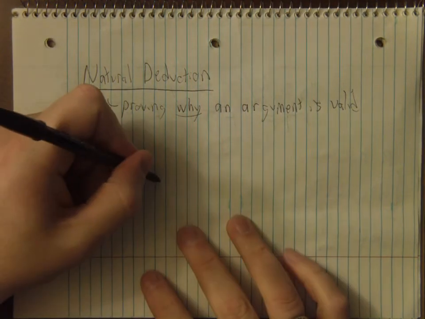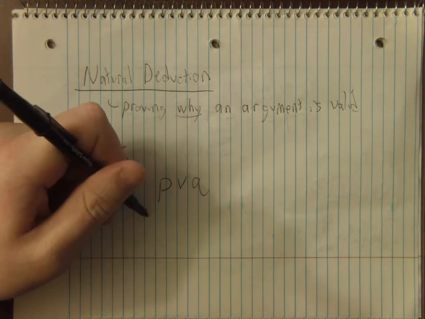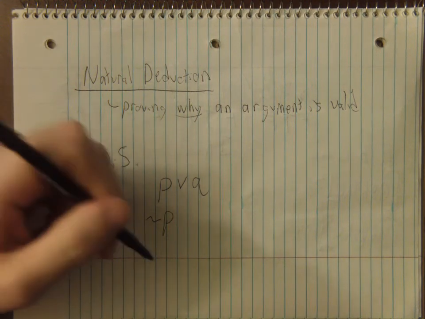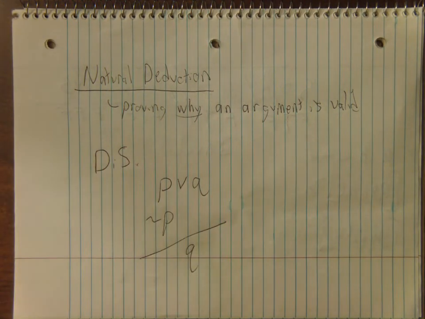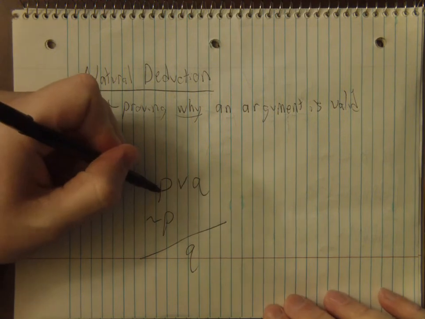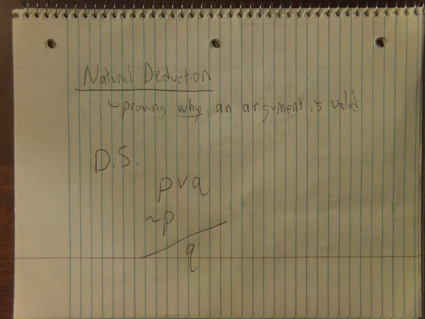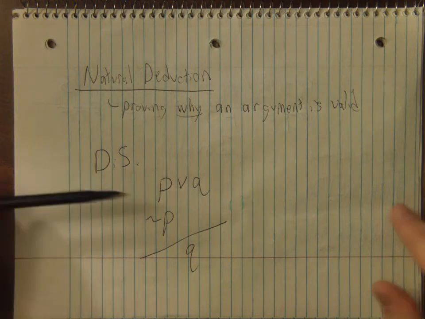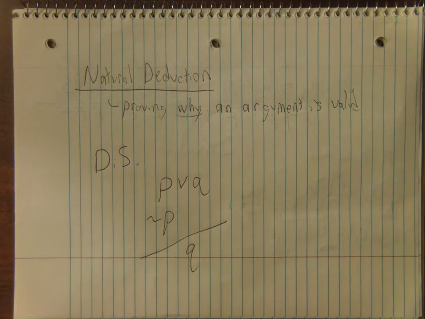And the form is P or Q, not P, therefore Q. So what that means is, note the lowercase. Any inference of this form is a good inference, is a valid inference. Anytime I have something that fits the form of the premises, I could conclude something that fits the form of the conclusion.